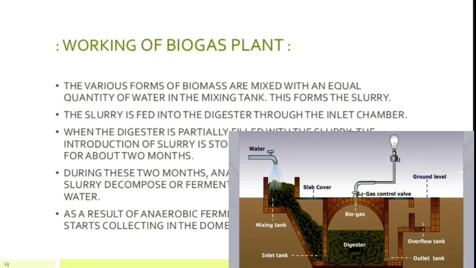The various forms of biomass are mixed with an equal quantity of water in the mixing tank. This forms the slurry. The slurry is fed into the digester through the inlet chamber. When the digester is partially filled with the slurry, the introduction of slurry is stopped and the plant is left unused for about 2 months. During these 2 months, anaerobic bacteria present in the slurry decompose or ferment the biomass in the presence of water.